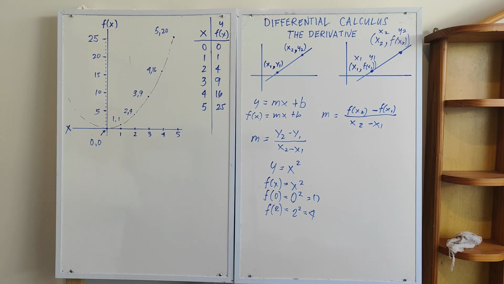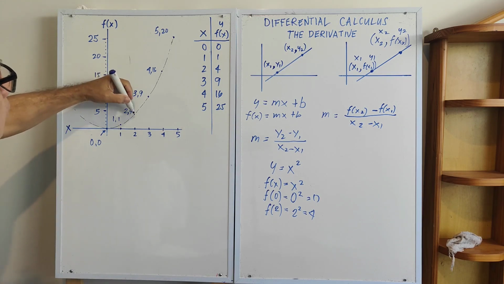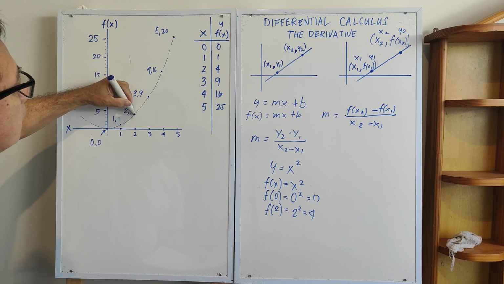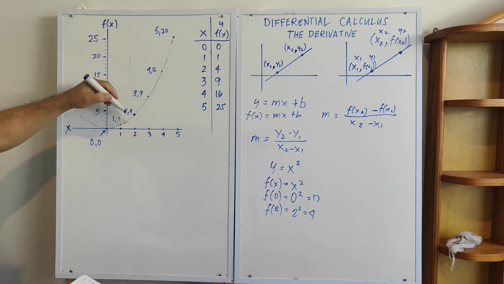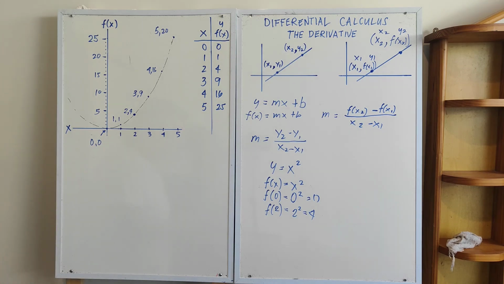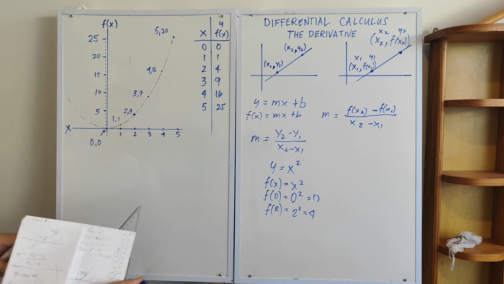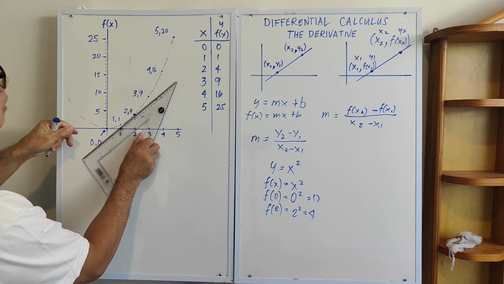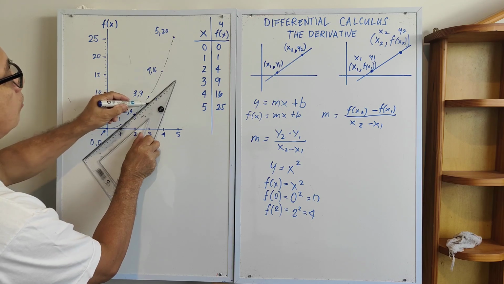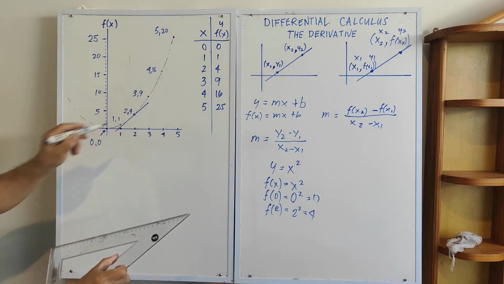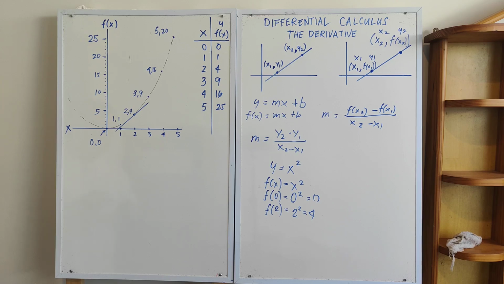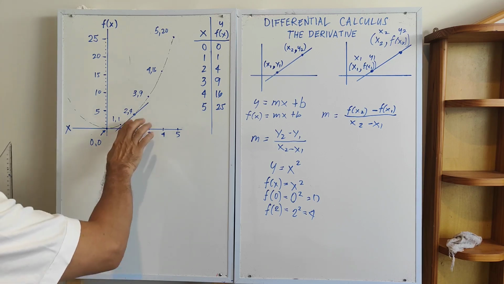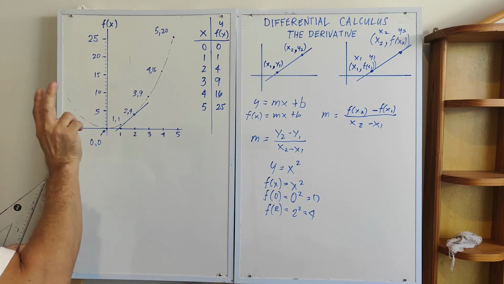Now, for example, we want to know the slope at this point. The slope at that point is the line tangent to the curve at this point. So this is the slope that you want. Now, we cannot use only one point to get the slope. We always need 2 points.